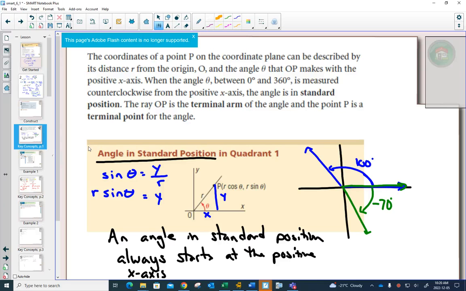Similarly, I could write that cos of theta is the adjacent, which is x, over the hypotenuse, which is r, and by multiplying both sides by r, I could get my x-coordinate by itself, and it would be r cos theta. So they're saying that no matter where you put a point on that terminal arm in an angle in standard position, the x-coordinate will always be r cos theta, and the y-coordinate will always be r sine theta.